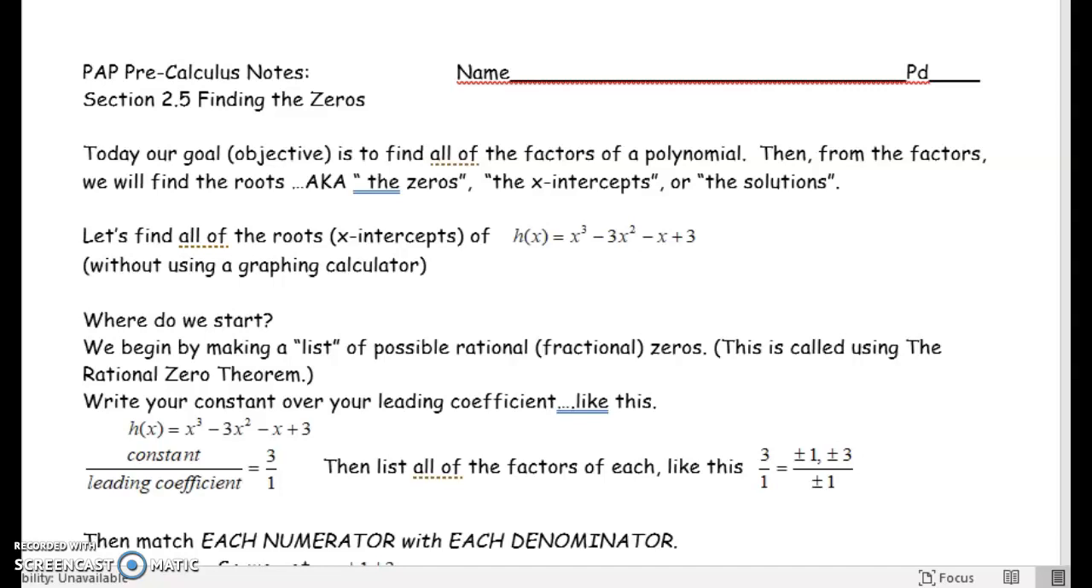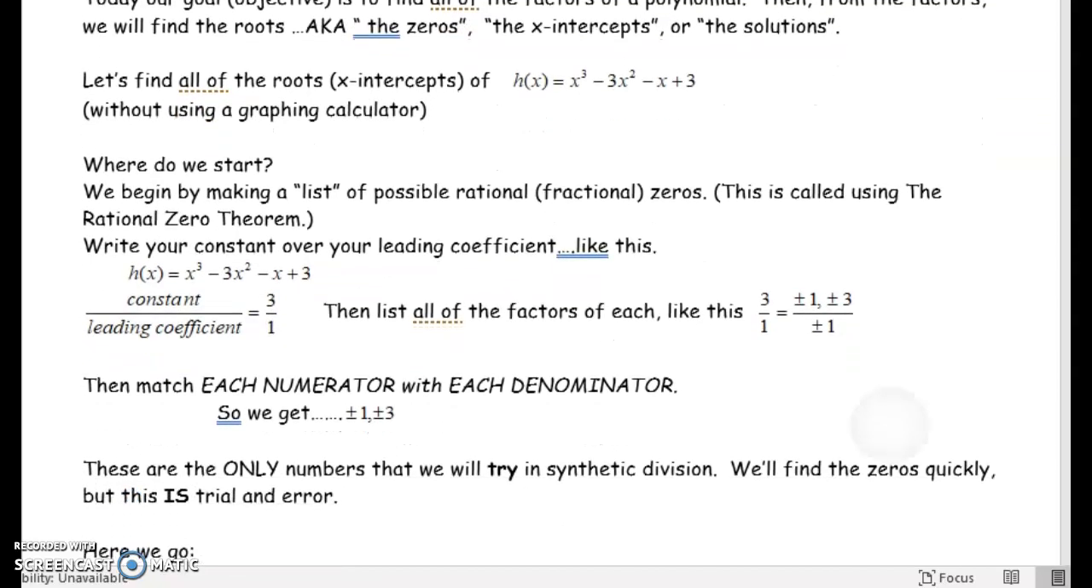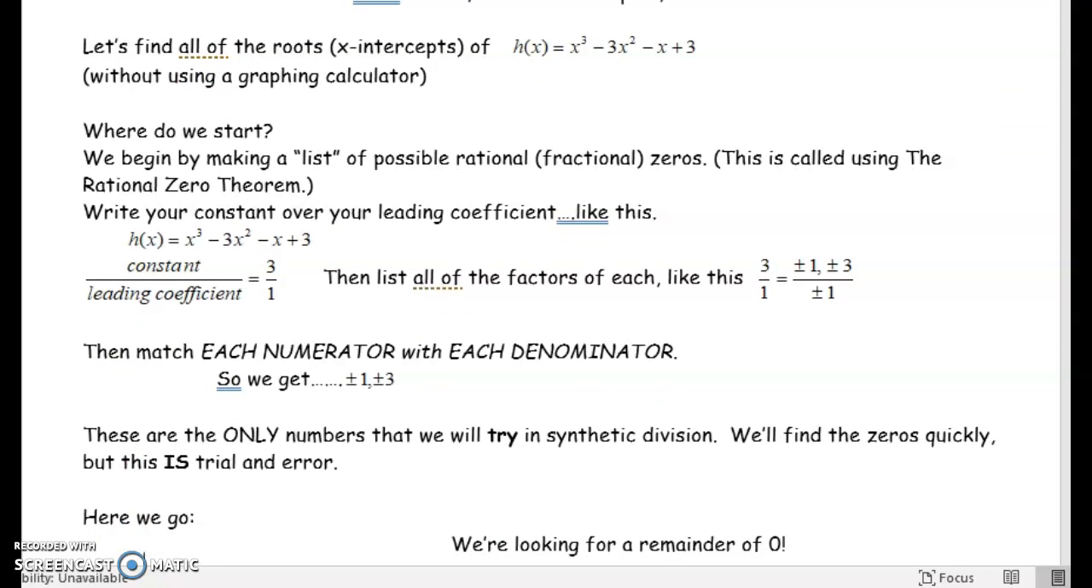Hi students, I thought I would try to help you out with finding the zeros, so I typed up some notes. Our goal is to find all of the factors of the polynomial. Then from the factors, we will find the roots, aka the zeros, the x-intercepts, or the solutions. Find all of the roots or the x-intercepts of. So here's our problem, and we're going to do this without a graphing calculator.